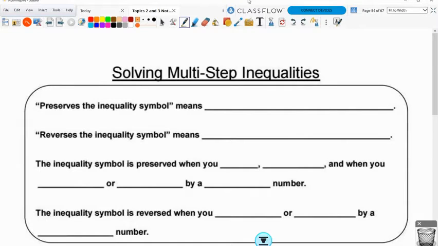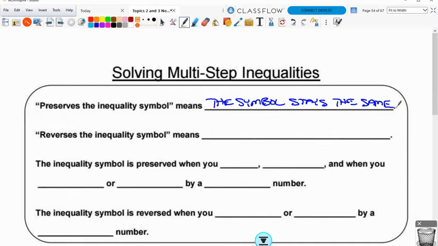In today's lesson, we're going to be solving multi-step inequalities. Okay, and so the first thing that we're going to want to do is review some of the things that we've talked about with inequalities in the past. The phrase preserves the inequality symbol means that the symbol stays the same. Okay, when you preserve something, you keep it the way that it is.